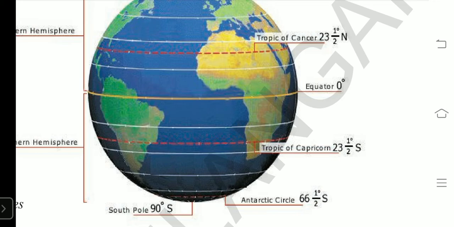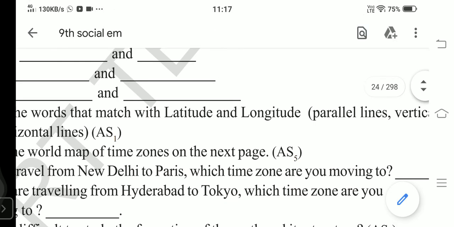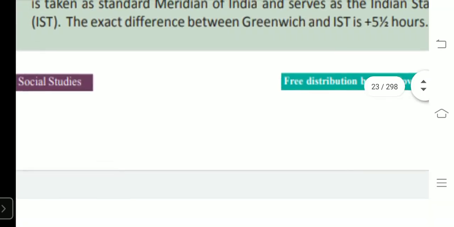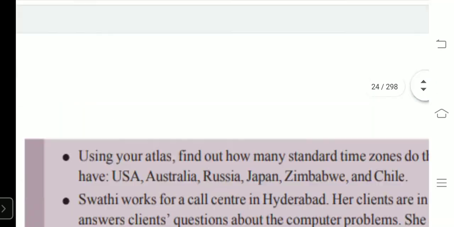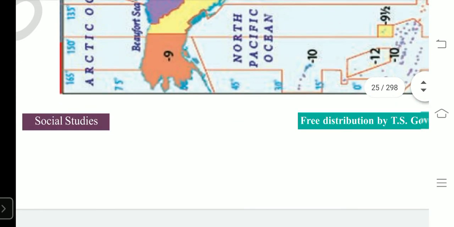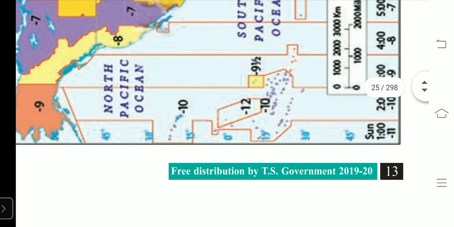Totally we find 24 time zones, which is given in the last figure of the first lesson. Here I'm showing you. Dear students, look here. See, if you look at the count here, it is given. See, this is the time zone. Sunday 11. What is that? 11 hours minus 10 hours.